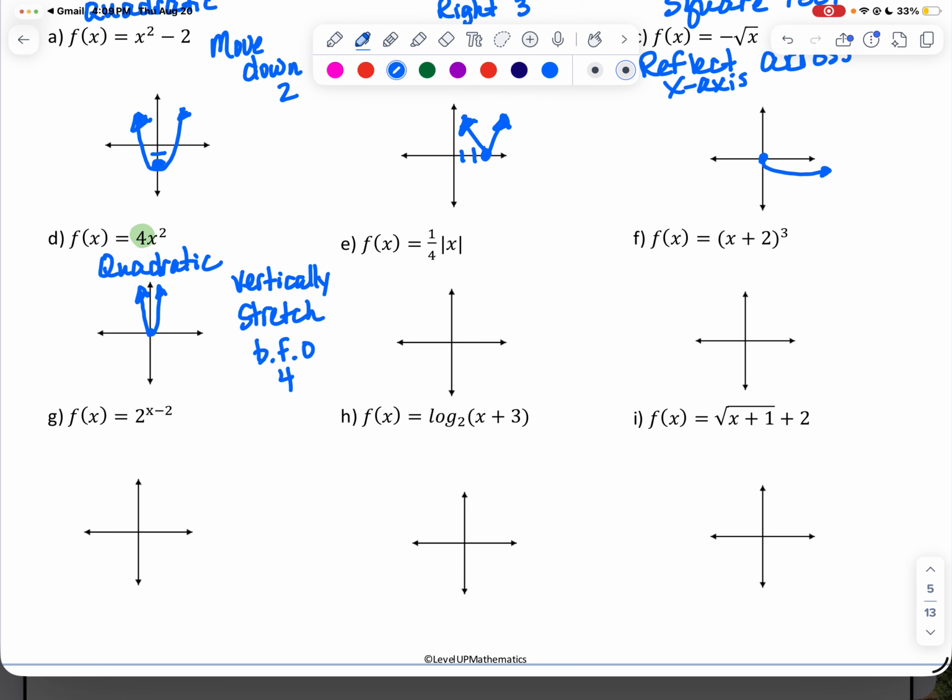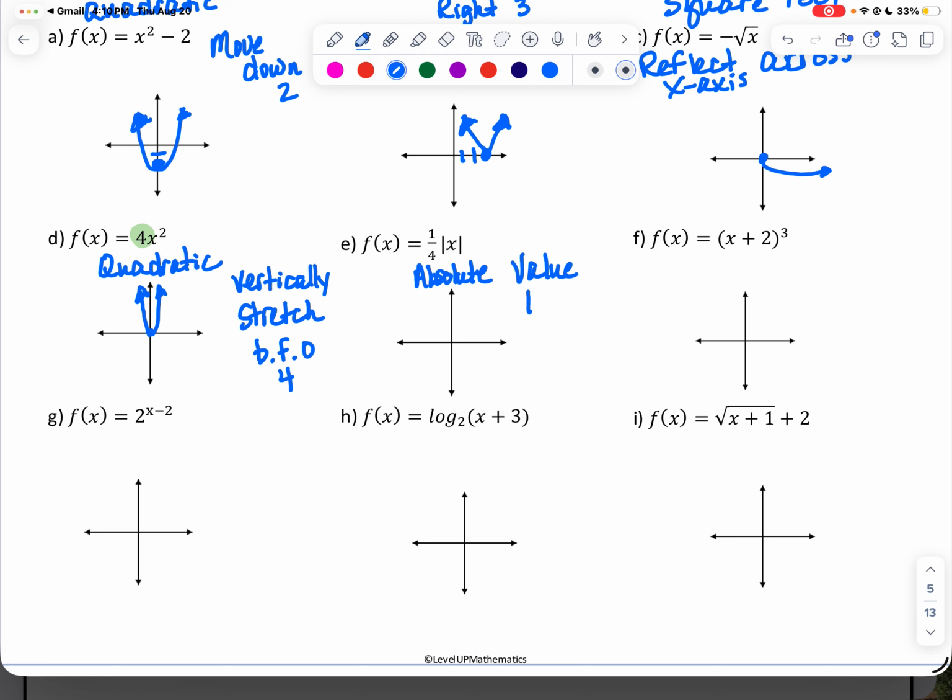All right, problem E. F of x equals 1/4 times the absolute value of x. So this is absolute value, so this is going to be a V-shaped graph. Now let's talk about what's going to happen to our V. We have a 1/4 in front.